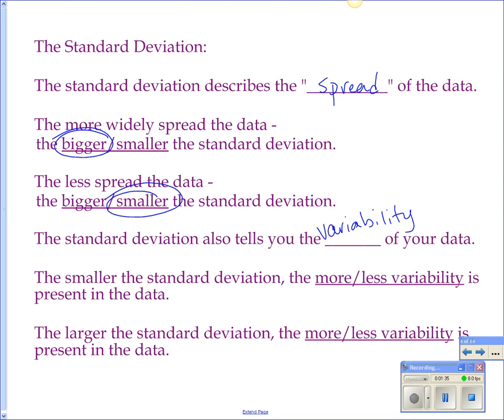If the standard deviation is smaller, do you think there's going to be more or less variability? If it's smaller, less, okay, there's going to be less variability. If the standard deviation is larger, do you think it's going to have more or less variability? More, okay? And we'll talk about that more with an actual example, okay?